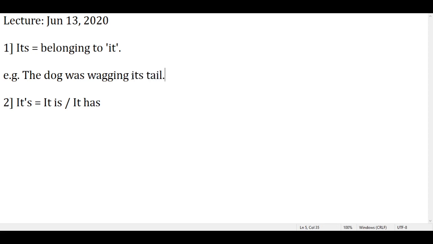Let's consider another example. The dog was wagging its tail. So observe its. The dog was wagging its tail. Very important. The tail belonging to the dog, right? One more example for it's. By the way, when I said apostrophe s, it means it is, but it can also mean it has. So let's consider the example of it has. It's been raining since morning. It has been raining since morning. I'm sure that these examples have taught you the difference between its and it's. It is or it has with the apostrophe, and without the apostrophe it means belonging to it.